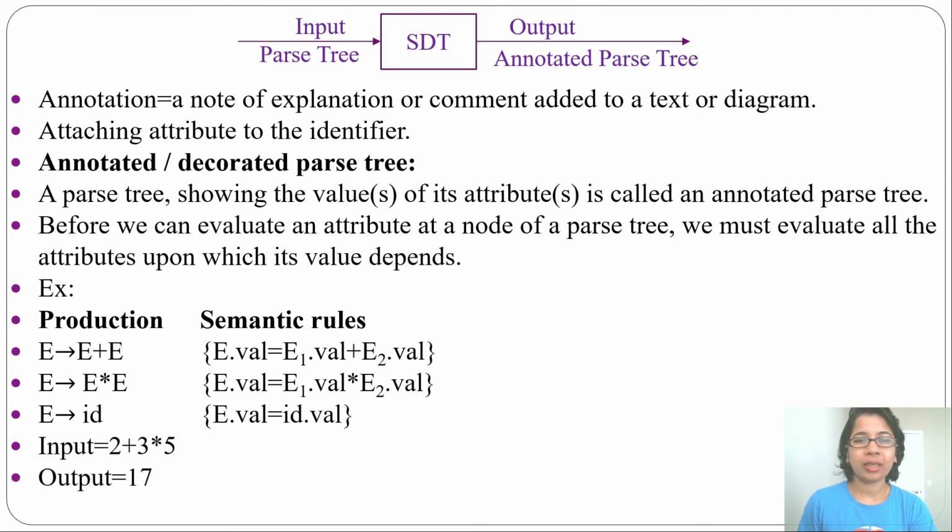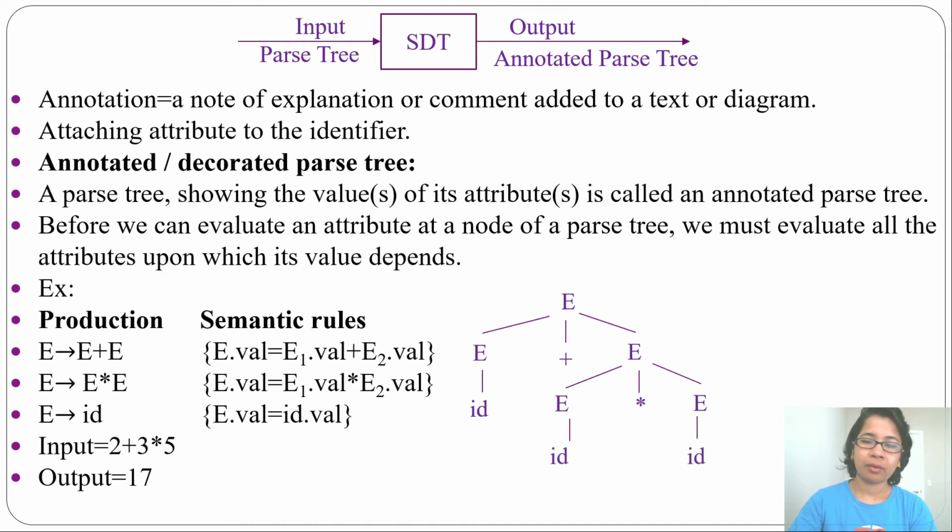How will we construct the annotated or decorated parse tree? First we will construct the abstract parse tree, then we will add the annotation. So E derives E plus E. Then from E we will derive id. From this E we will derive E multiplication E. Then from both Es we will derive id. This is a normal parse tree for this grammar without using any semantic rule. Now we'll add the annotation.